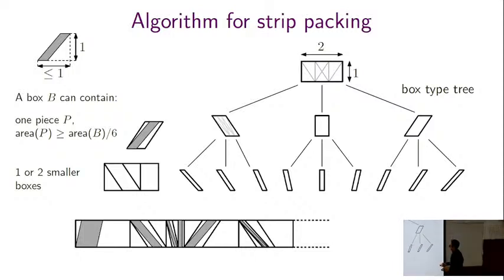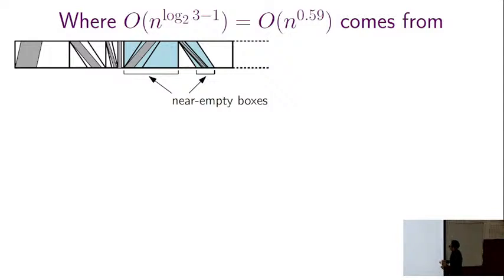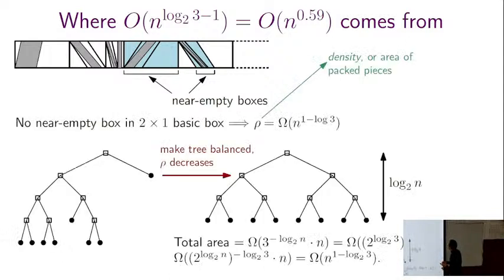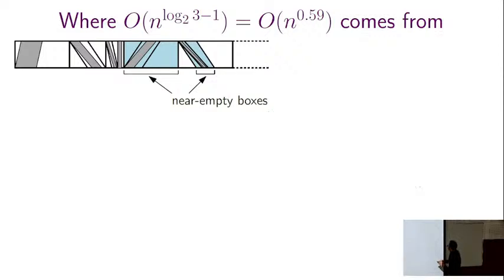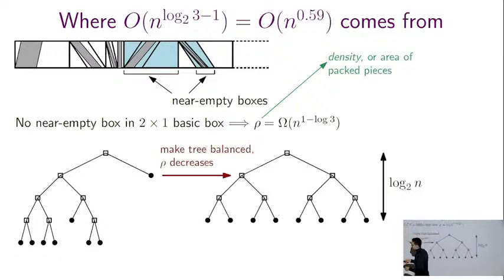And then we show that it basically has this competitive ratio of n to the 0.59. Okay, that's everything from me.